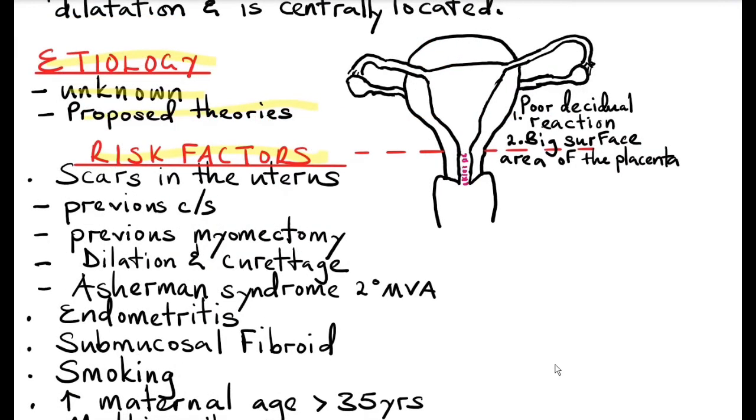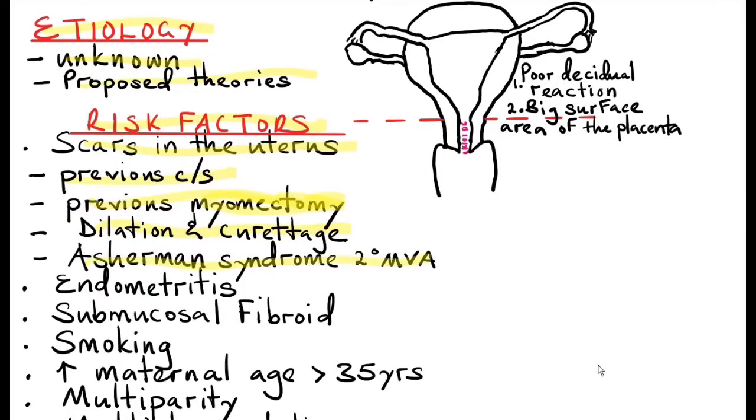Risk factors of placenta previa. You can have scars in the uterus, like I've just mentioned, poor decidual reaction due to a previous scar in the uterus. Like in previous cesarean section, previous myomectomy. Myomectomy is removal of the fibroids. Dilatation and curettage. This is commonly used where you're suspecting cancer of the uterus. So what happens is you dilate the cervix and you put a curette in here. You scrape off part of the endometrium and take the sample for histopathology. Now, the scraping of the endometrium results in fibrosis of the endometrium, which might result in scar formation.